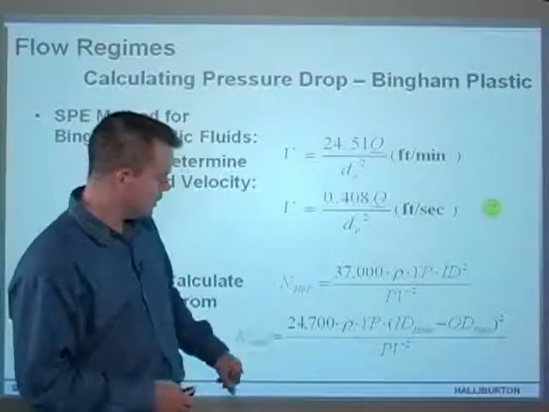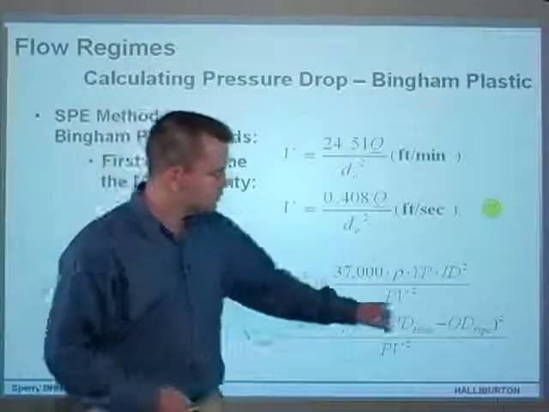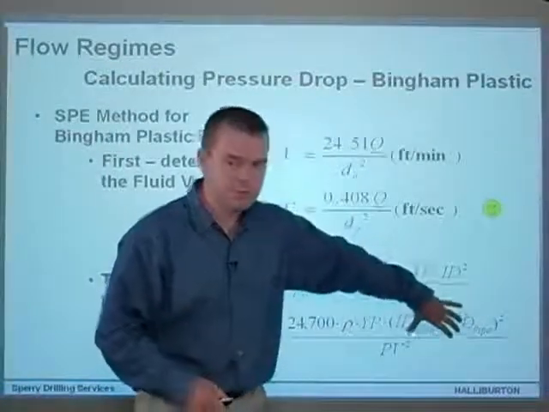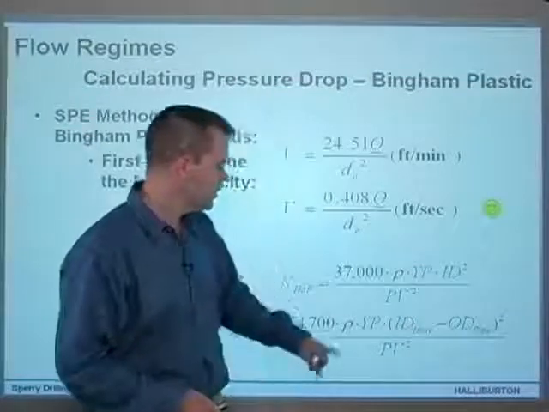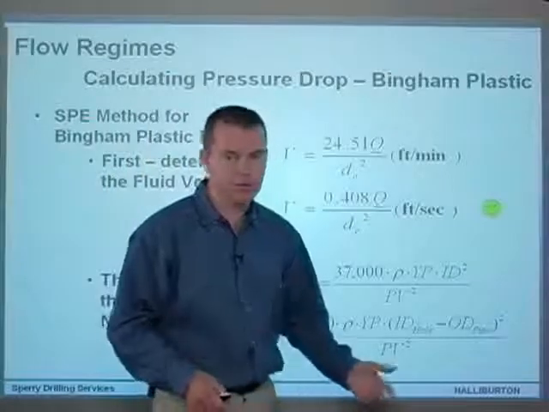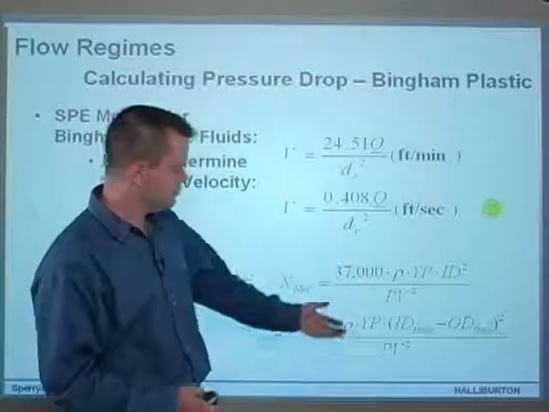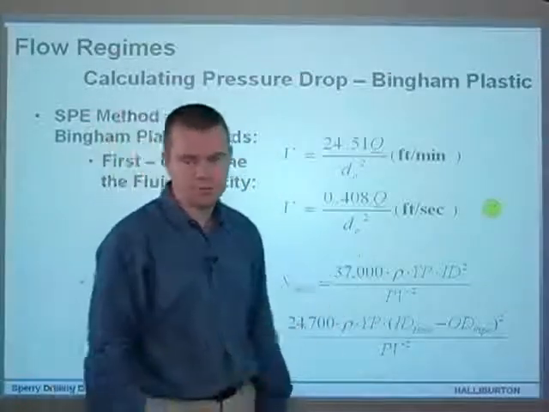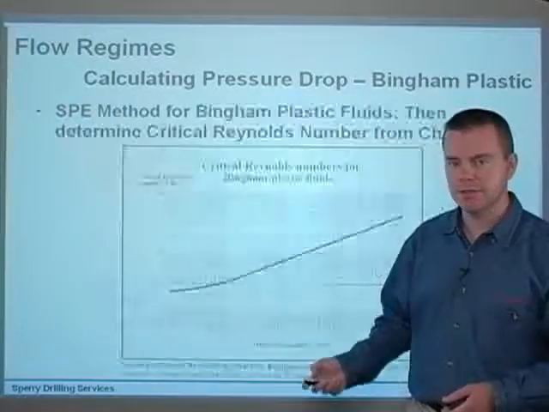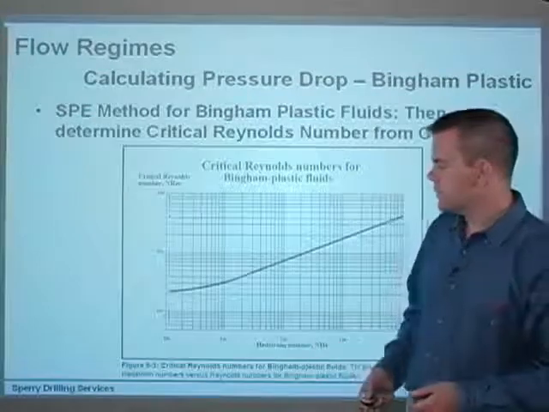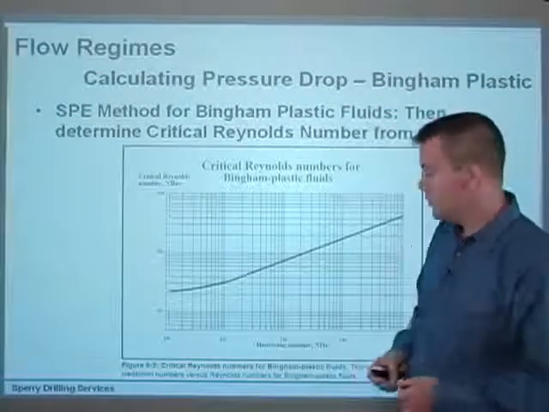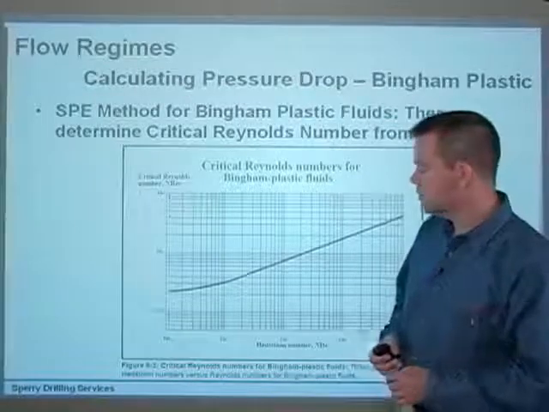The Hedstrom number for the annulus is just another large constant with the effective diameter in the annulus squared, multiplied by the YP and the density of the fluid, divided by the PV squared. So the Hedstrom number is one of these two things for either pipe or annulus. And once you've calculated that, it then refers to this graph, which can be electronically in the computer's brain, if you like, in the memory of the PC.